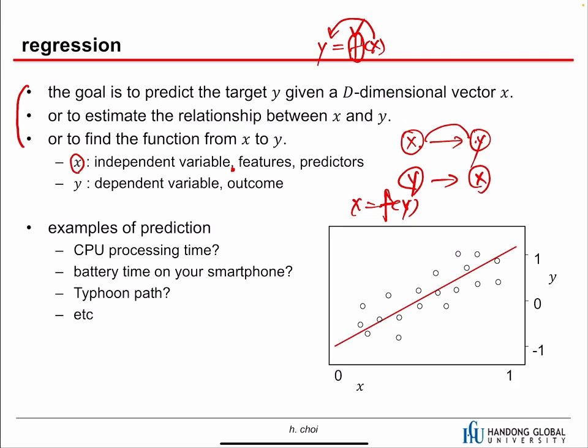And in this graph, we have x, which is independent, and we have y. Or when we have a label, then sometimes we use label t. So they mean the same thing most of the time. Okay, so we are interested in finding this kind of relationship. In this case, this is linear, but sometimes we want to find something like this.